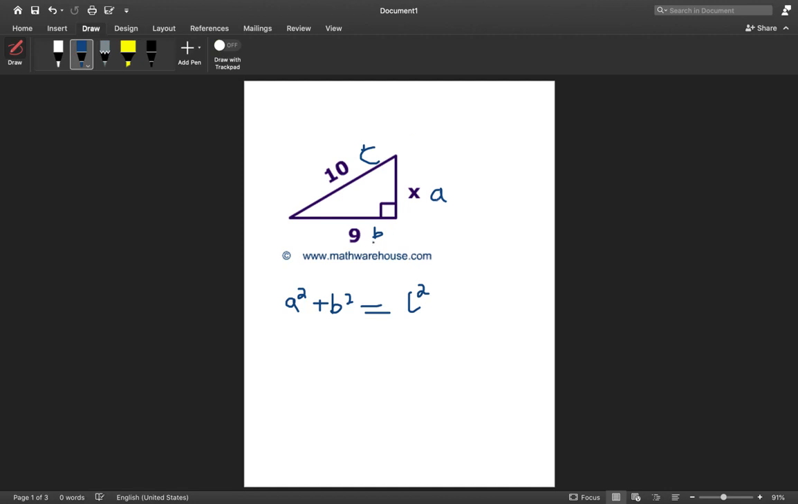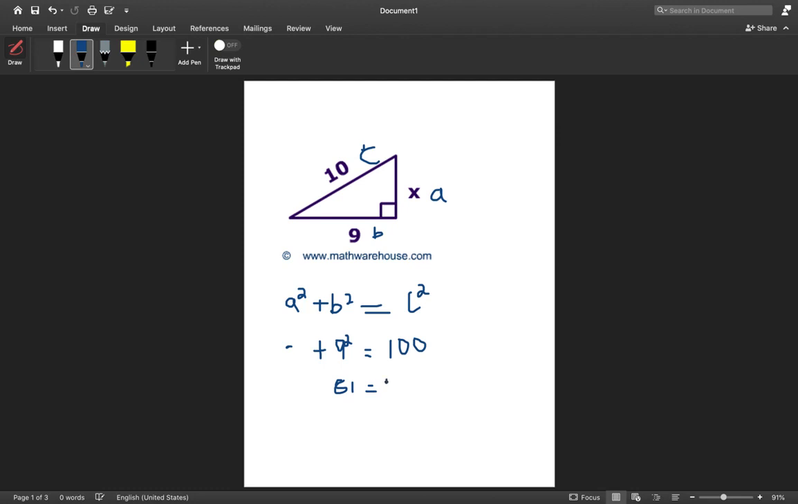So all we have to do is just plug it in. 9. Well, for A, we don't have a value, so we'll just leave that blank. And we're going to go to B squared, which is 9 squared, and is equal to 10 squared, which is 100, obviously. So that's going to be 81. 9 times 9 is 81.